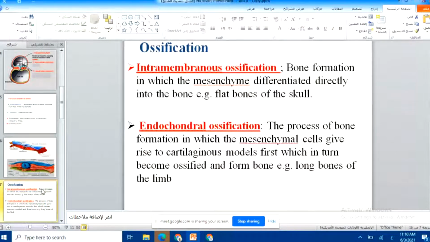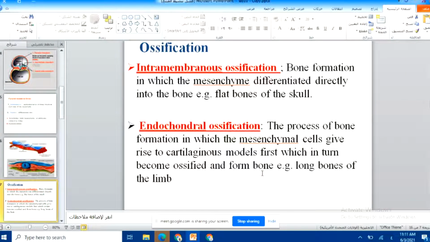So, ossification is a process to form the bone, and we have two kinds of ossification, intramembranous ossification and endochondral ossification. The intramembranous ossification is, simply, directly forming bone from mesenchyme. An example for this is the flat bones of the skull. While endochondral ossification has three steps in order to form the bone. First of all, we have the mesenchyme, and this mesenchyme will become cartilage, and this cartilaginous model will be ossified later on.